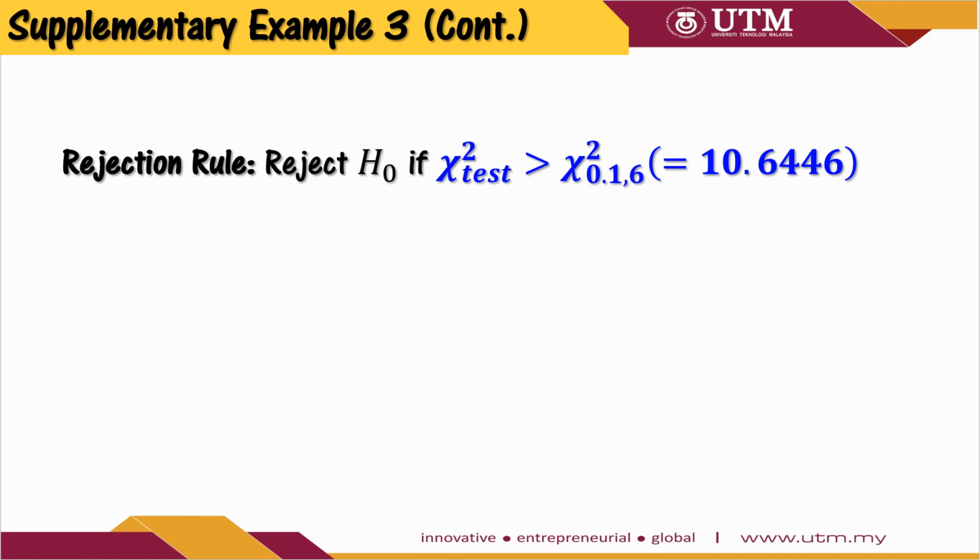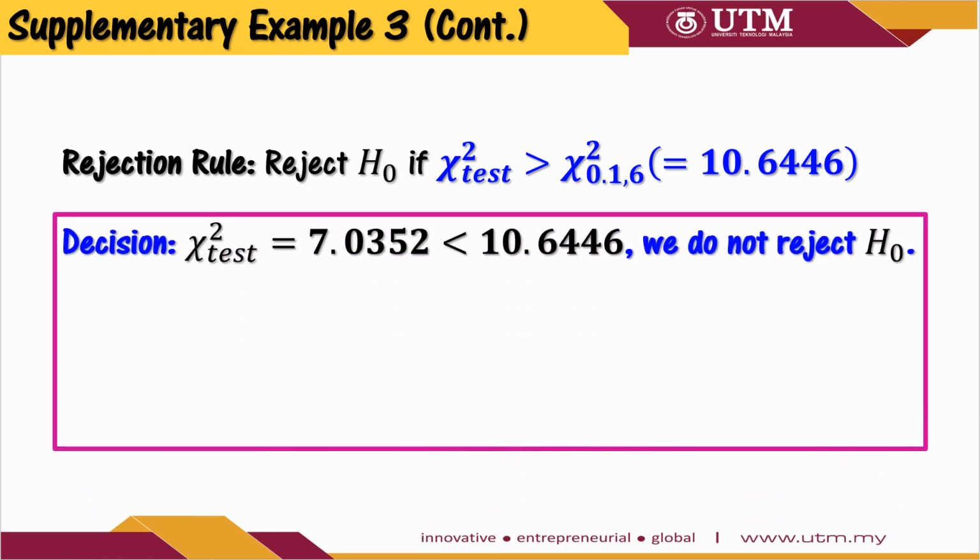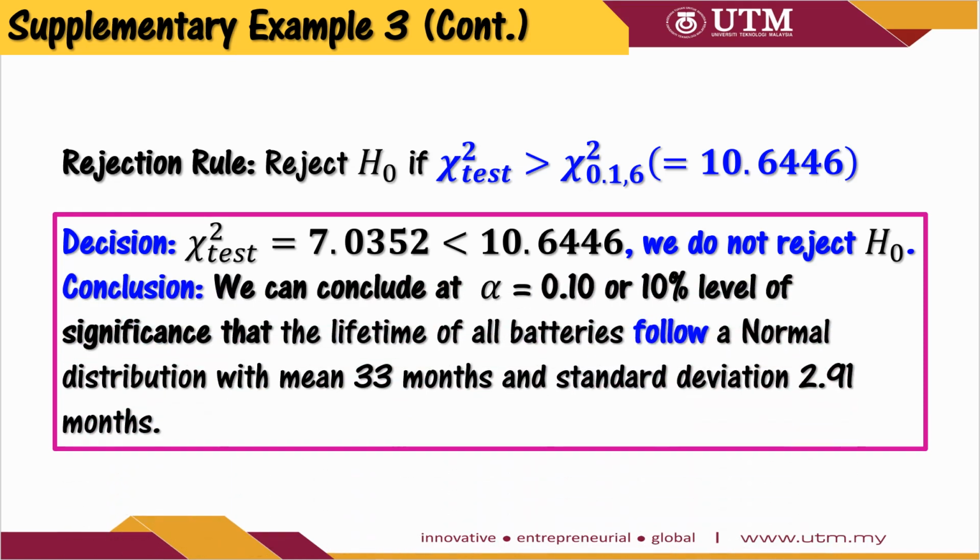0.1,6 given by 10.6446. Since chi-squared test is 7.0352, which is smaller than the critical value, then we do not reject H0 and conclude that at alpha equal to 0.1 or 10% level of significance, we have evidence from the sample data to accept the belief that the lifetime of the batteries does follow a normal distribution with mean 33 months and standard deviation 2.91 months.